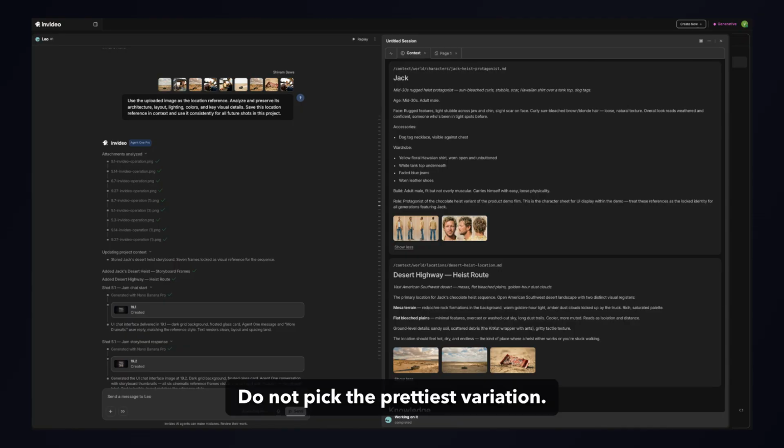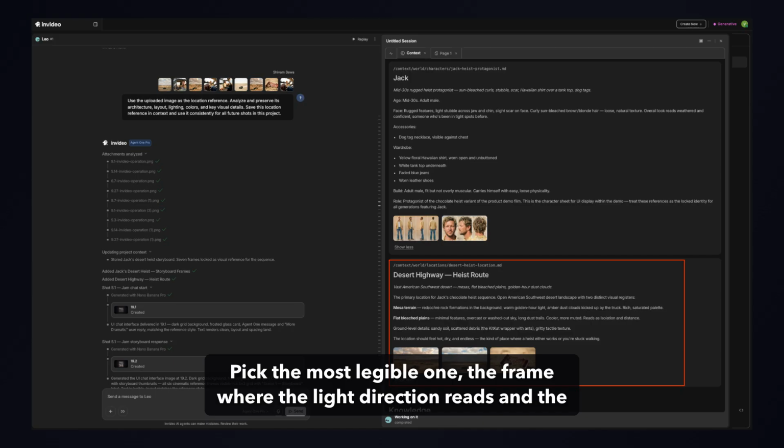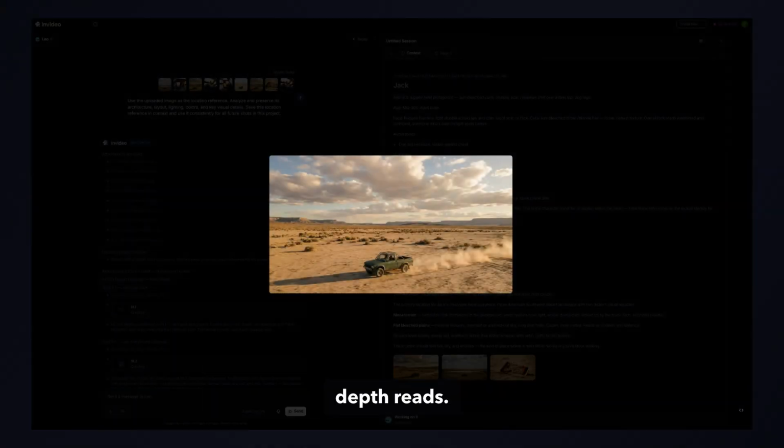Do not pick the prettiest variation, pick the most legible one. The frame where the light direction reads and the depth reads. Lock it. The location plate.